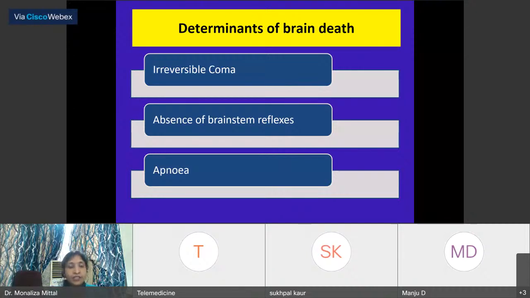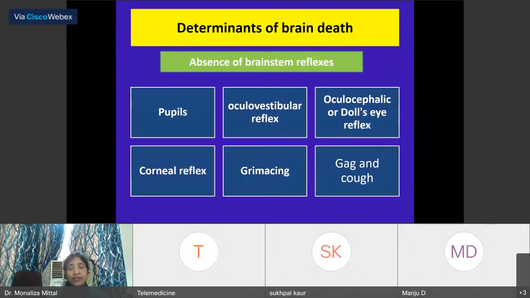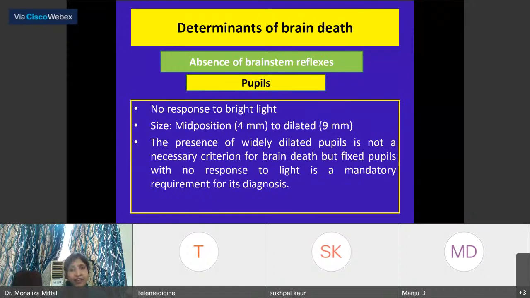Now, moving on to the criteria of brain death. There are three determinants: irreversible coma, absence of brainstem reflexes, and apnea. When we say irreversible coma, these brain dead persons cannot be awakened by any stimulus, whether it is pain or speech. And we know a score of 3 on GCS indicates profound unresponsiveness. Another determinant is absence of brainstem reflexes, which include absence of pupillary reflex, oculovestibular reflex, oculocephalic reflex, corneal reflex, grimacing, gag, and cough reflex.